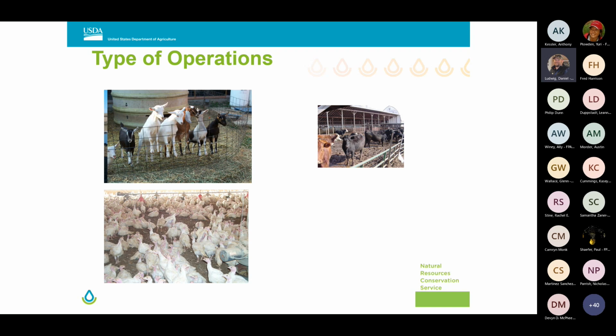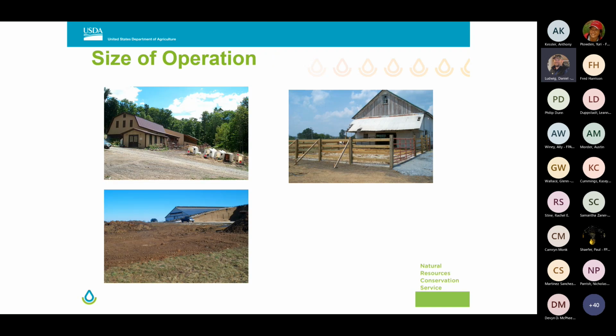Also understand the different types of operations out there. There is no one system that fits every type of operation. So again, what you may plan for a dairy operation may not work for sheep and goats. And what may be used on a dairy operation certainly probably isn't going to work for an equine operation. So again, knowing the type of operation that you're going to is going to allow you to formulate some alternatives that are more likely going to be implemented by that producer.